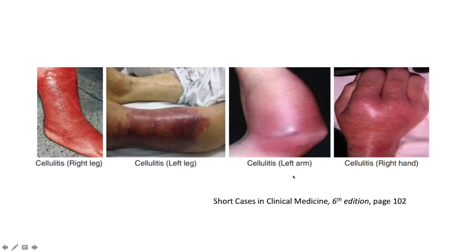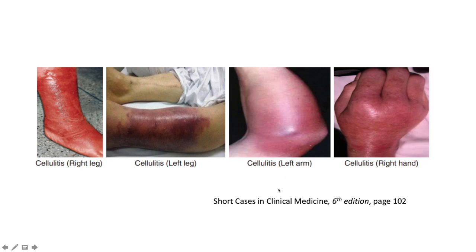As always, some beautiful images courtesy of short cases in clinical medicine. Here we can appreciate the red, angry, erythematous, tender, hot lesion, which indicates cellulitis of the right leg. Similar situation here, cellulitis of the left leg. Note the discoloration. Cellulitis of the left arm.